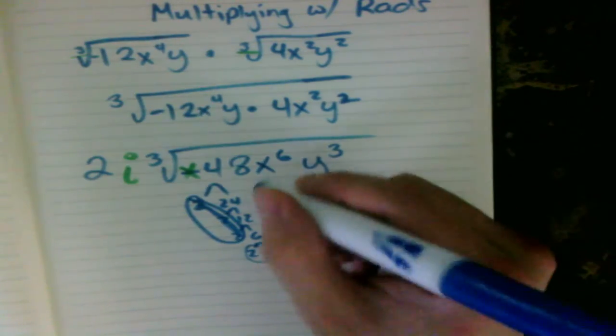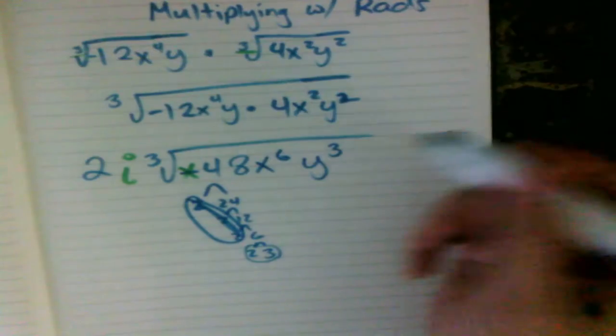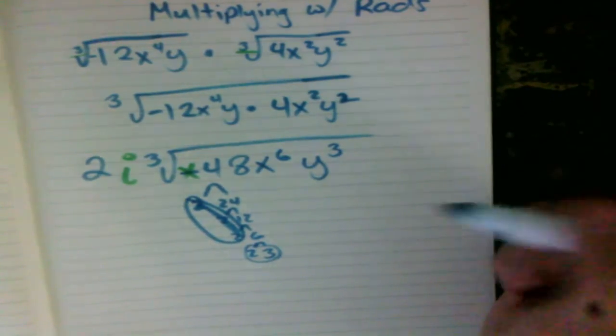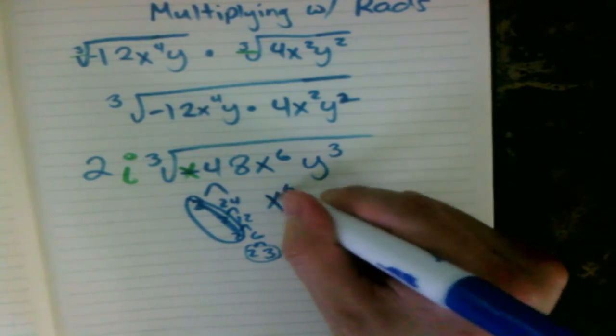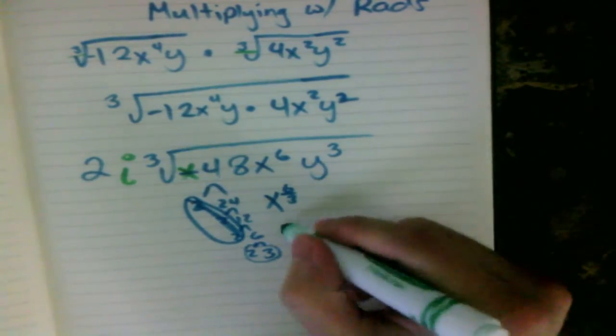All right. I'm going to break down my x to the 6th. Remember, we can take our x to the 6th and we can write it as a fraction. So x to the 6 over 3, or x to the 2nd.